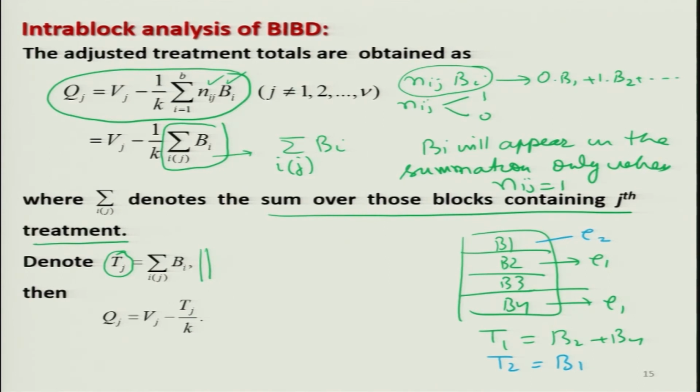So, now you can see here, you can finally obtain the expression for Qj as Vj minus Tj upon K. So, now you can see you have obtained the values of the diagonal and off diagonal elements of the C matrix and this Q vector.